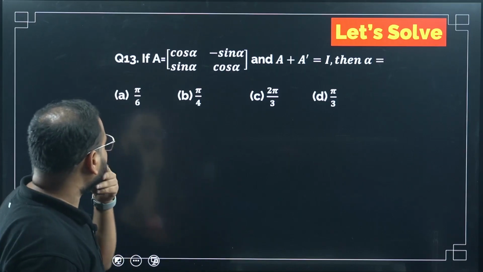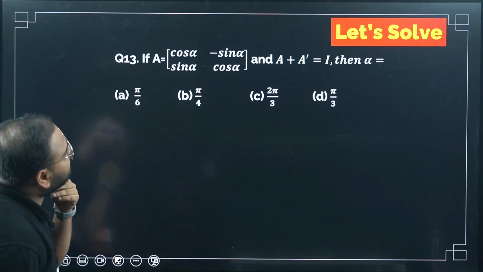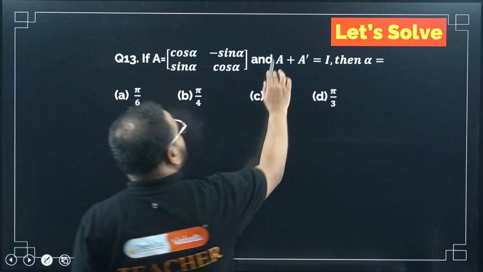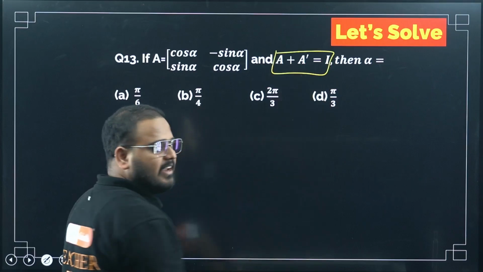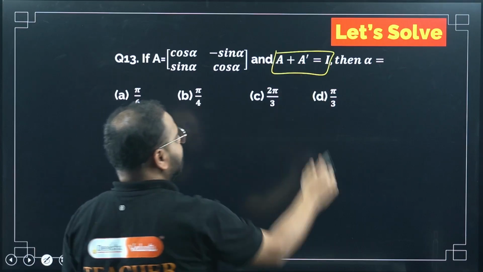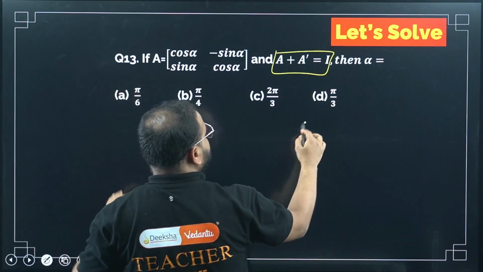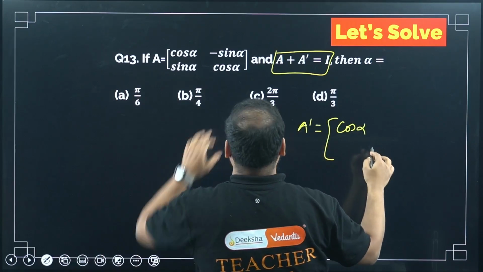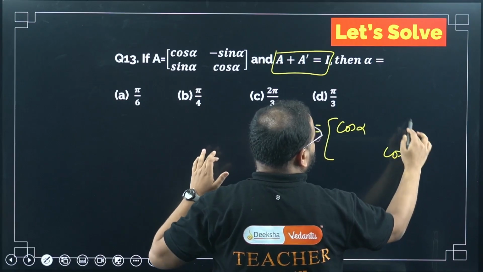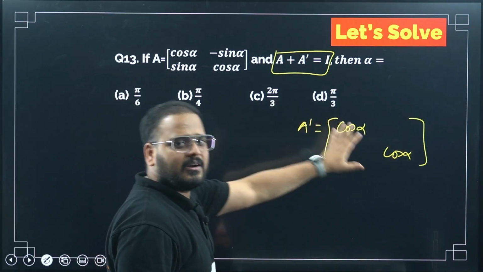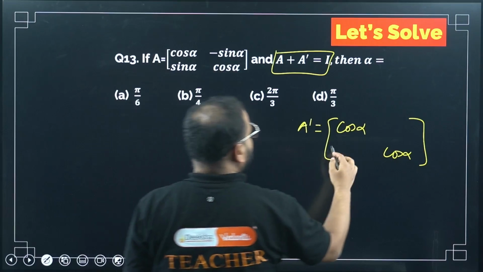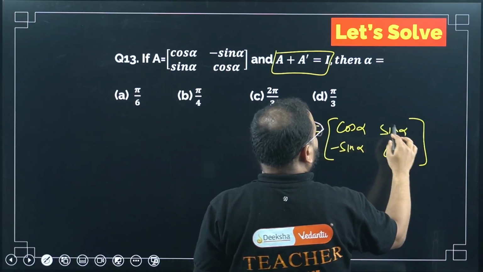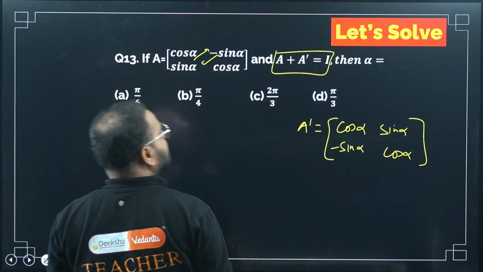Okay, next problem. A equals cos alpha, minus sin alpha. They have given a condition that A added with A transpose gives me identity. Find alpha. So quickly find A transpose first. A transpose will be what? Cos alpha will remain as it is. Transpose means I'll keep the diagonal as it is. Keep the sin alpha here, and this sin alpha up here. This comes down, this goes up.